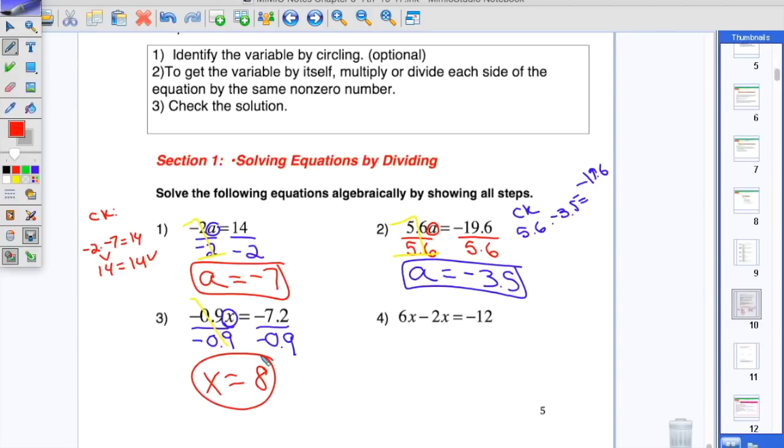Number 4, 6x minus 2x equals negative 12. The first thing that we have to do here is combine like terms because we have two x's. So 6x minus 2x gives you 4x is equal to negative 12. There's a 4 attached to our x, so we're going to divide both sides by 4. And you're left with x is equal to negative 3.